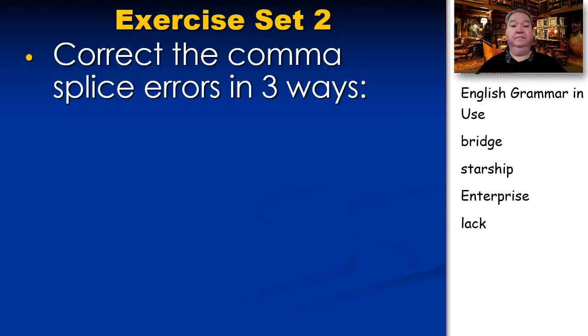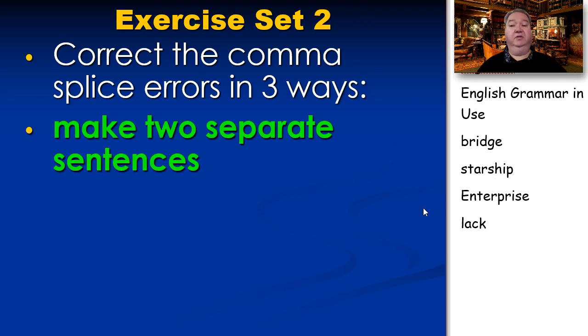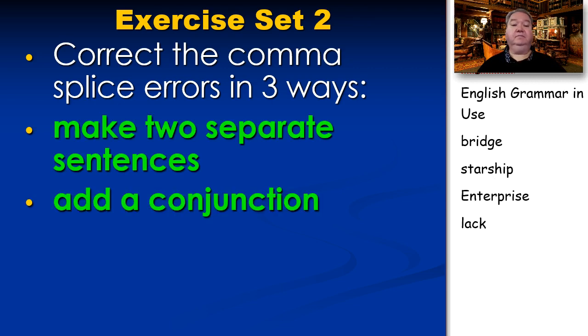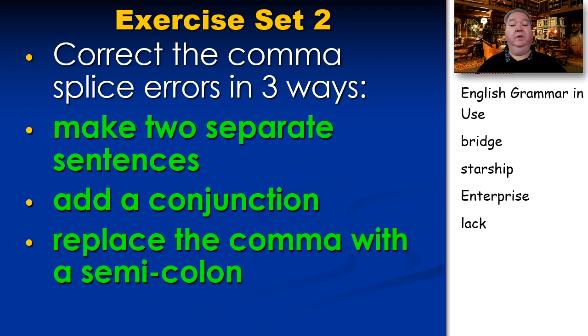So, let's look at some examples. This is using the second set of exercises on that page. Correct the comma splice error in 3 ways. Make 2 separate sentences, or add a conjunction, or replace the comma with a semicolon. So separate them, add a conjunction. You've already got a comma, add a conjunction, or you can replace the comma with a semicolon.